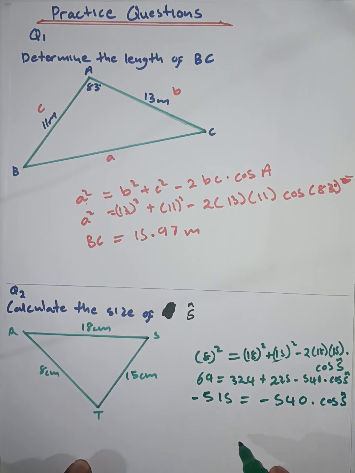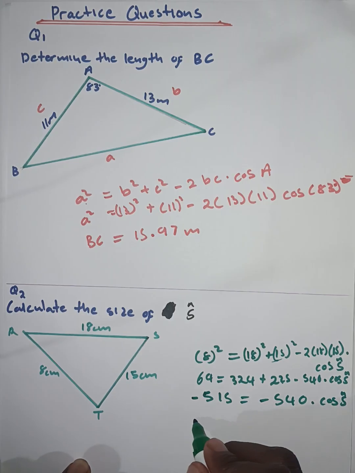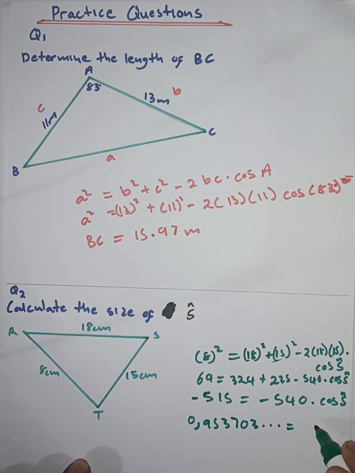Again, remember I want to find that angle, right? So I'm just going to divide by negative 540 on both sides, and what I'll get is 0.953703 and some other decimals. So you need to keep all of the decimals. So this will be cos of s.